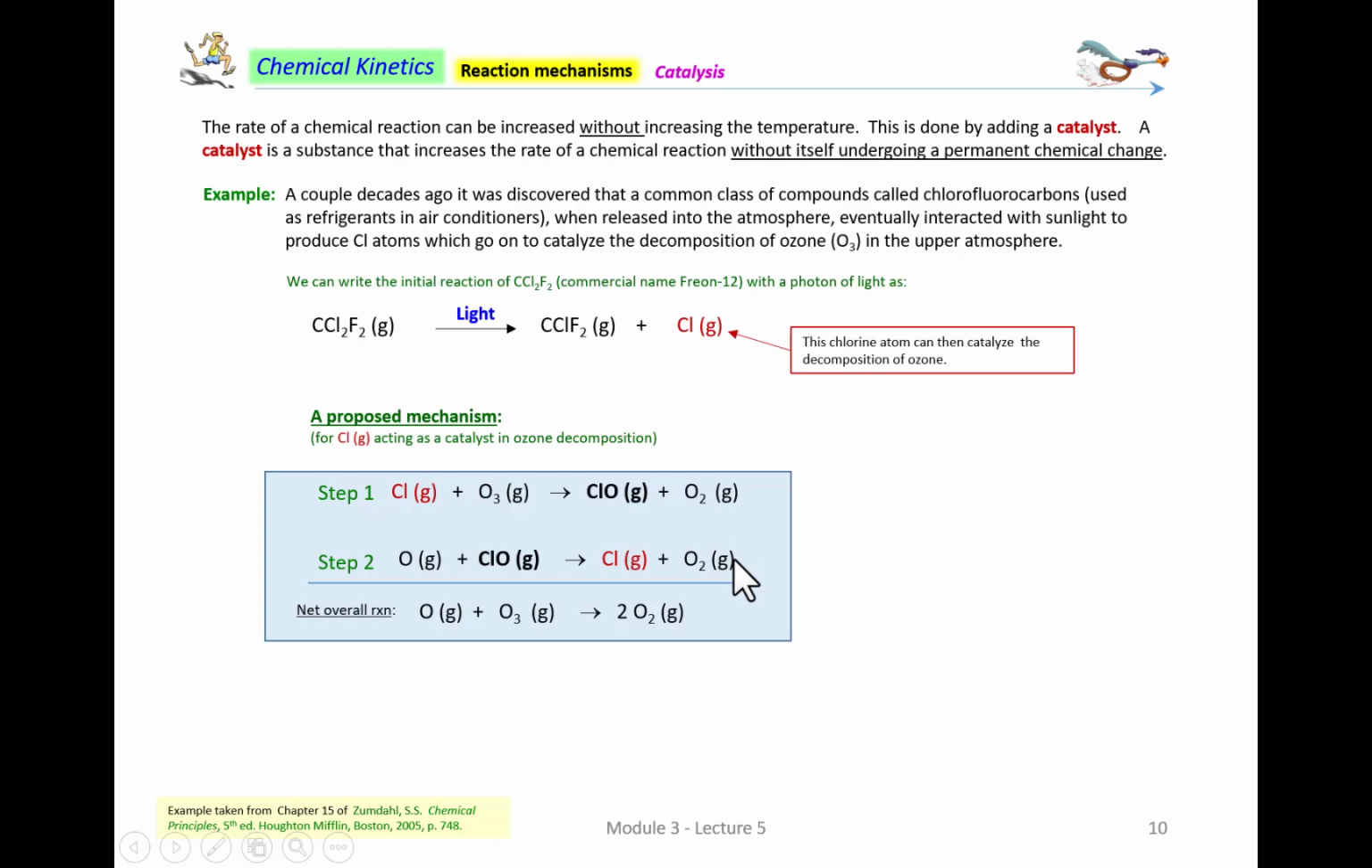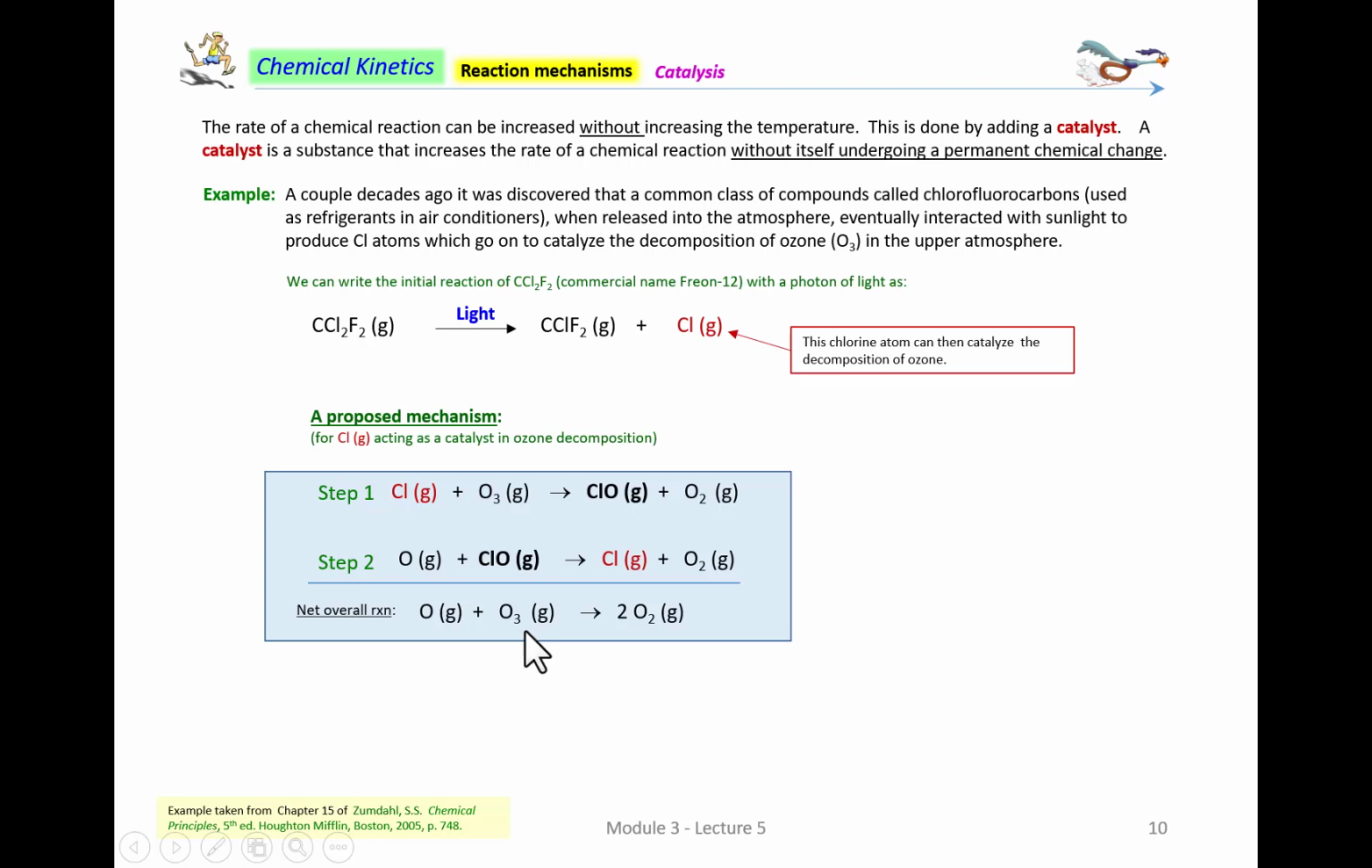And so the overall reaction here is that an oxygen atom reacts with ozone to produce oxygen molecules. Now you say, so what? What's so bad about producing oxygen? Well, the ozone is being reacted. In other words, you're losing ozone, which is what we want to keep in the upper atmosphere.